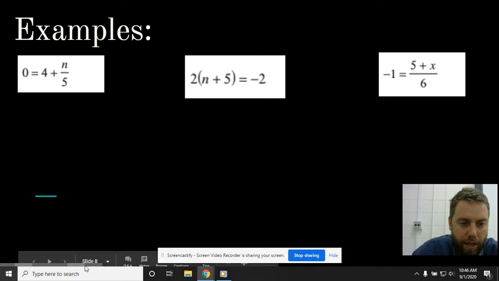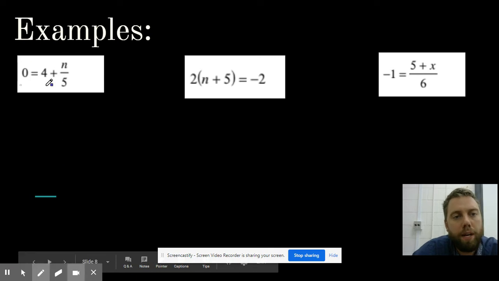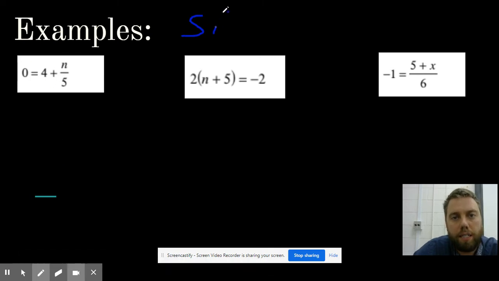Now, we have a couple of examples here. Let's see if I can get a pen working. There we go, cool. As always, forgive me for my handwriting. Writing with a mouse, it's not very easy.